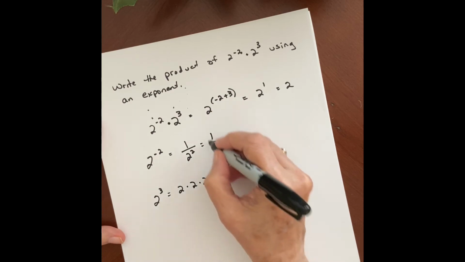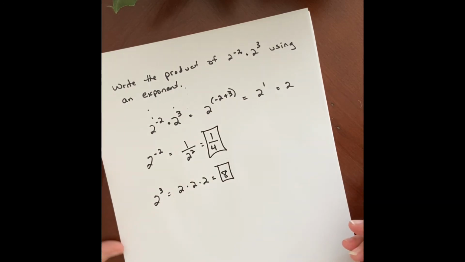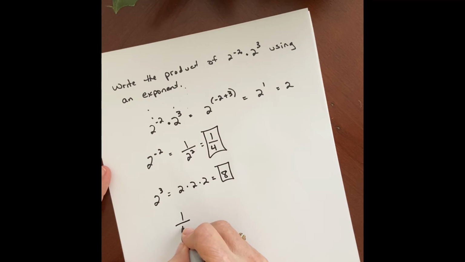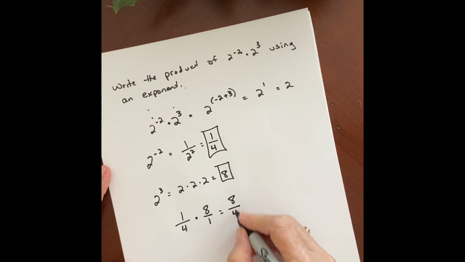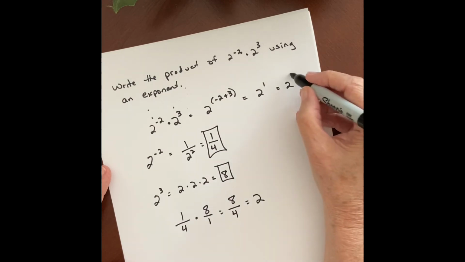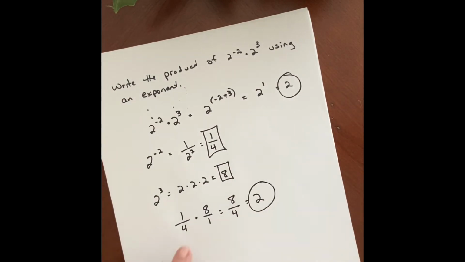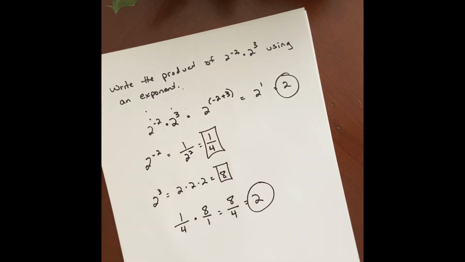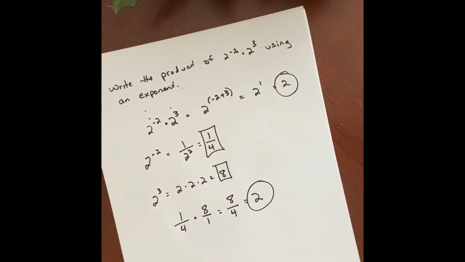So if I take those two numbers and multiply them, 1/4 times 8. If I want to, I can do this to make it easier to look like a regular fraction. So multiply straight across, 8 across the top, 4 across the bottom. So 8/4 is the same thing as 2. So I get the same answer here and here. And that's why that works, when you can just use the rule for adding exponents, as long as your base is the same.